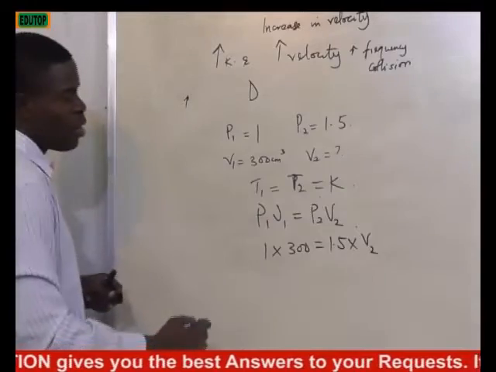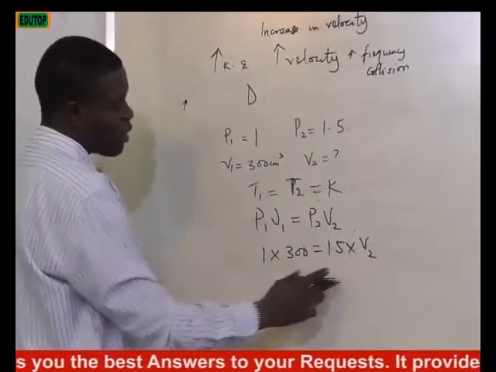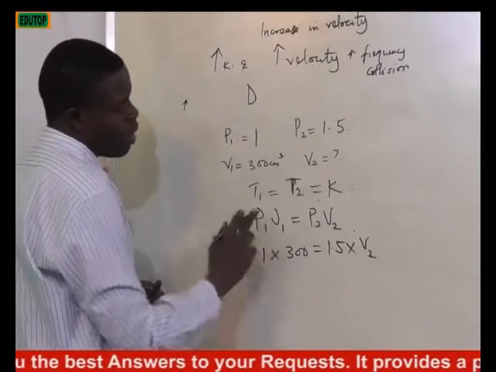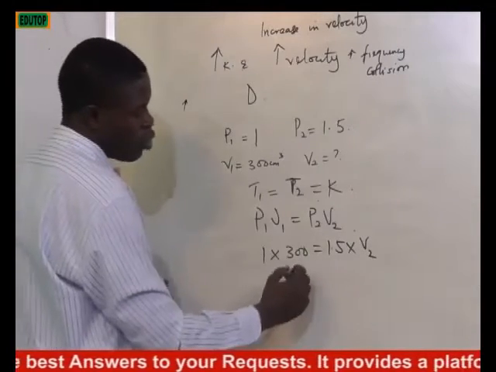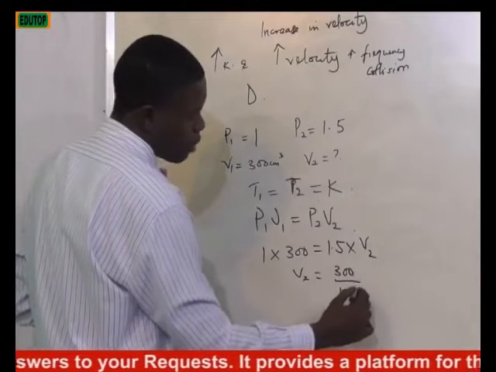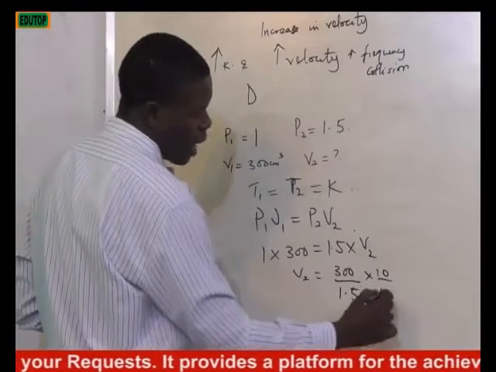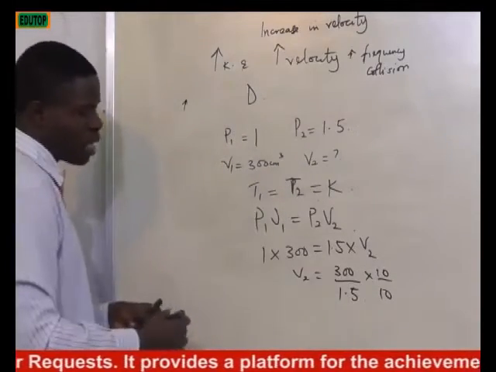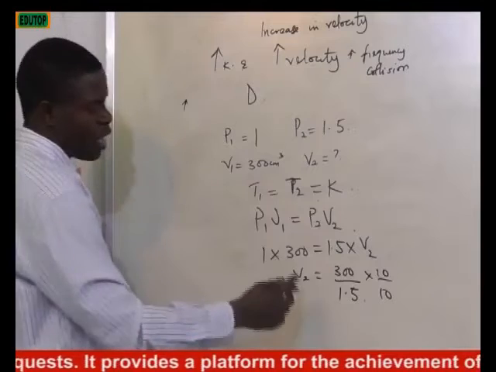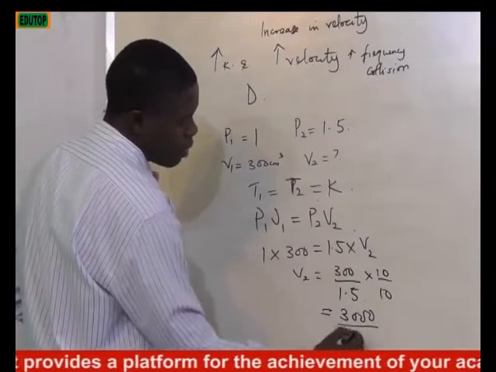So automatically, what it simply means is that we make V2 the subject of the formula. 1 times 300, 300. So V2 will now be 300 over 1.5. I want to solve this. We can multiply the numerator by 10, and we also multiply the denominator by 10 to remove the decimal. So that will become 3,000 over 15.